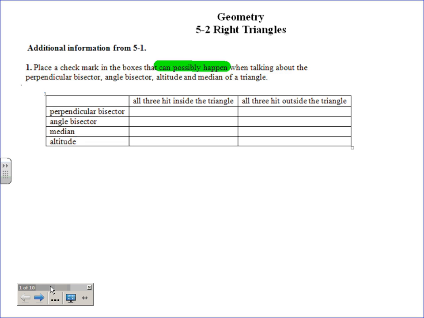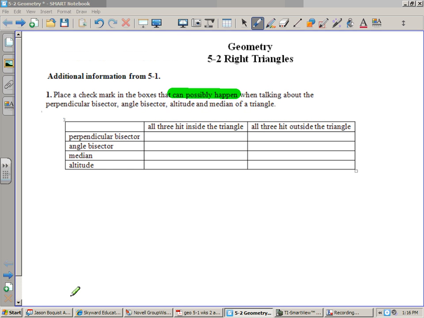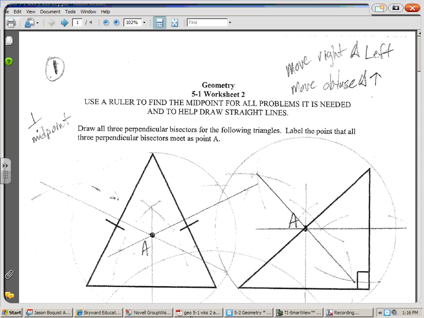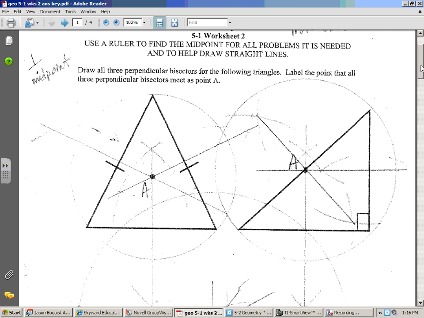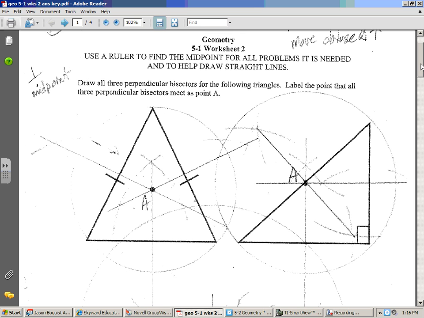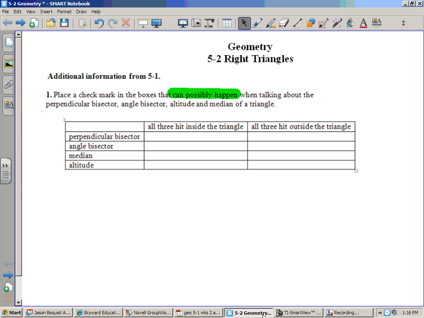So what do you think about all three hitting inside for a perpendicular bisector? Is that possible? Yeah, let's go take a look. Perpendicular bisector, where is it? Isn't it the first one on here? Yeah. Was it? Whoa, what is that? Go away. Was it possible for all three of them to hit inside the triangle? Yeah, it's right there, isn't it? The isosceles one? They all hit inside, didn't they? All three. So that could happen. All right. So we better put a check mark there.